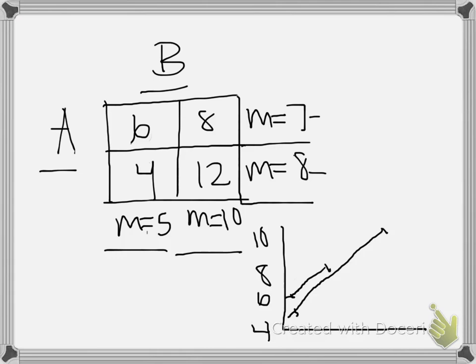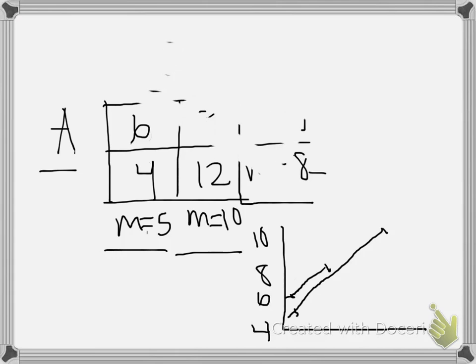So these lines are pretty much parallel. So we can see that we have no interaction, yet we have a main effect for both factors A and B.